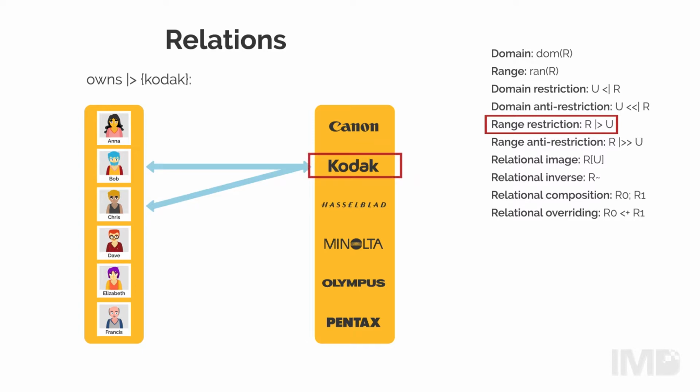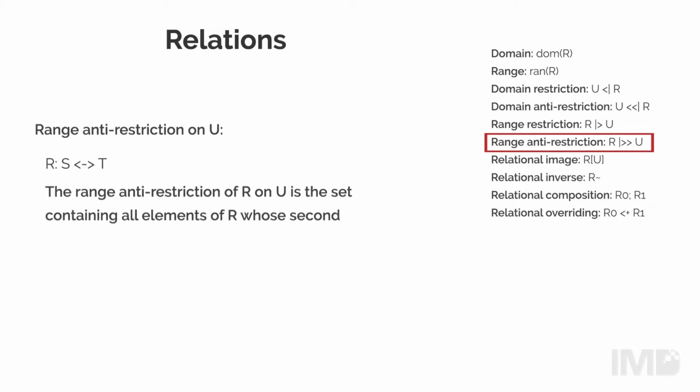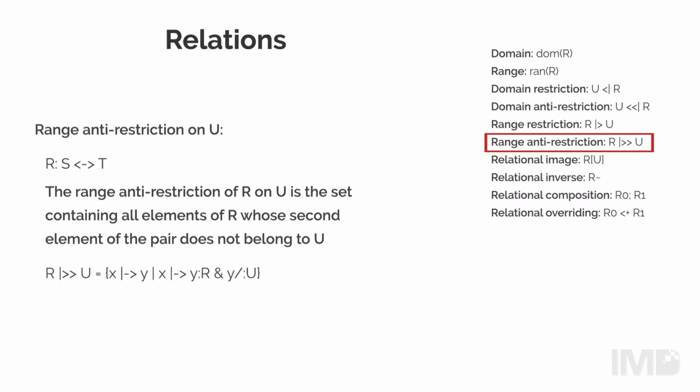On the other hand, the range anti-restriction on U of the relation R between sets S and T is the set containing all elements of R whose second element of the pair does not belong to U. So the range anti-restriction on U of the relation R is the set containing all pairs X and Y, where X and Y belongs to R and Y does not belong to U.